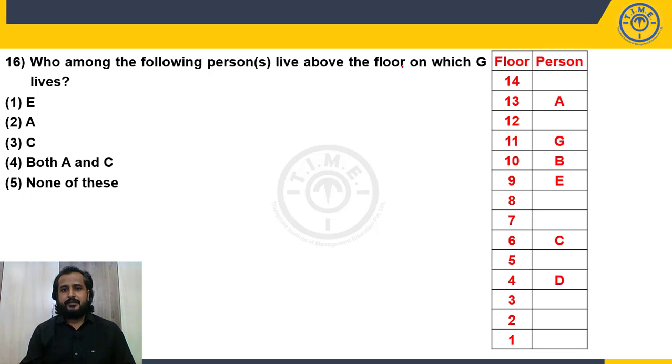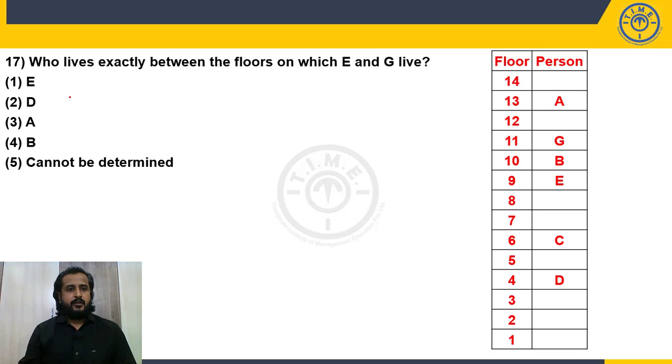Who among the following persons live above the floor on which G lives? Above the floor on which G, who is there? A. So choice 2. Who lives exactly between the floors on which E and G live? Exactly between E and G, who is there? B is there. So choice 4.